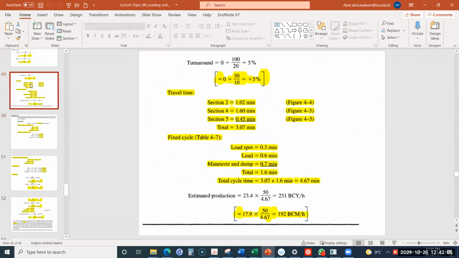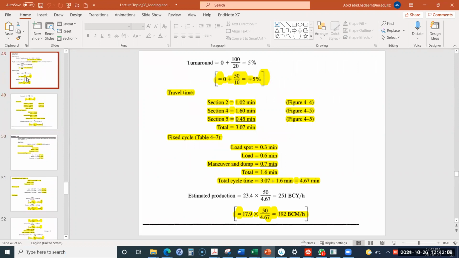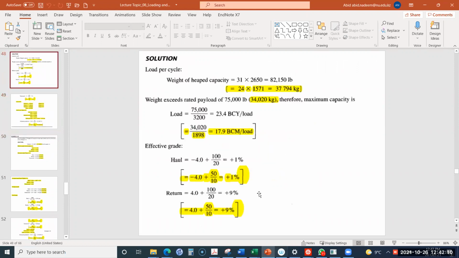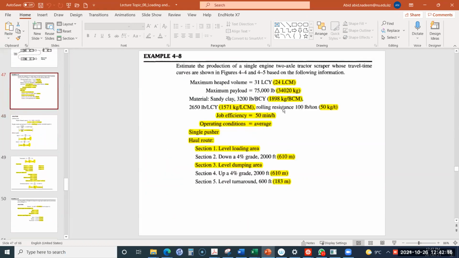Yeah, we are here. So it is 50 divided by 10. So this 50 has come from where? So the curves. We will see the travel time curves for figures 4-4 and 4-5.